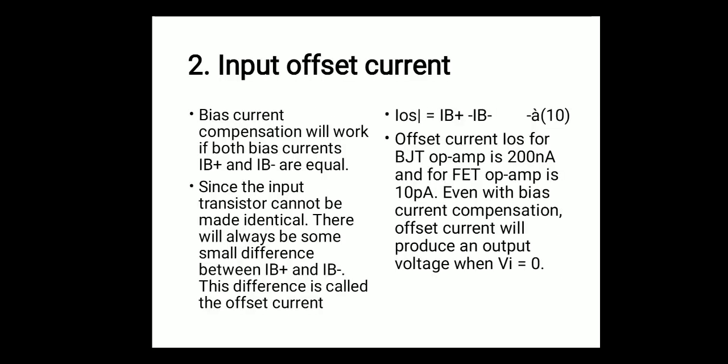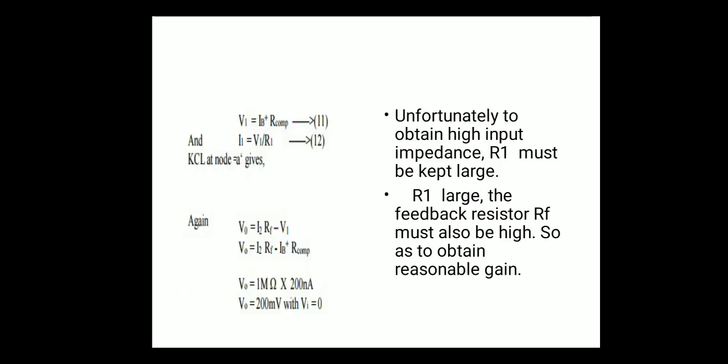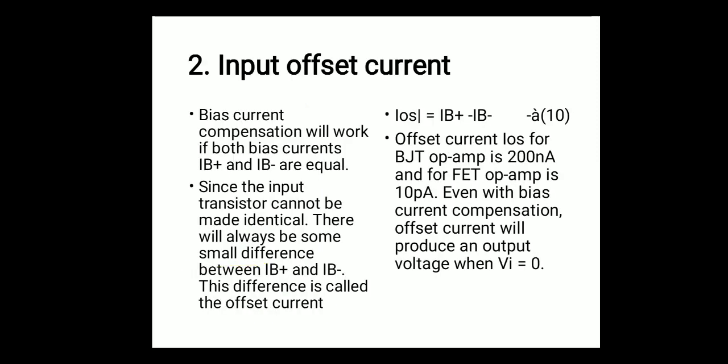Next one is the input offset current. The difference in magnitude of IB plus and IB minus is called the input offset current, denoted as IOS. So modulus IOS is equal to IB plus minus IB minus. For a BJT op-amp, the offset current is 20 nanoamps, and for a FET op-amp it is 10 picoamps.